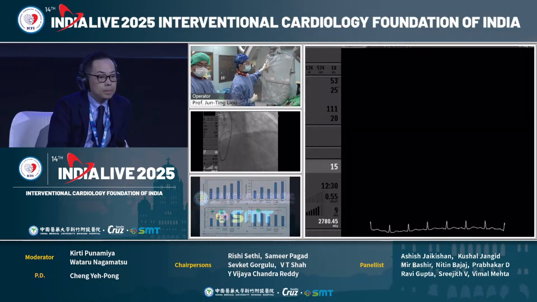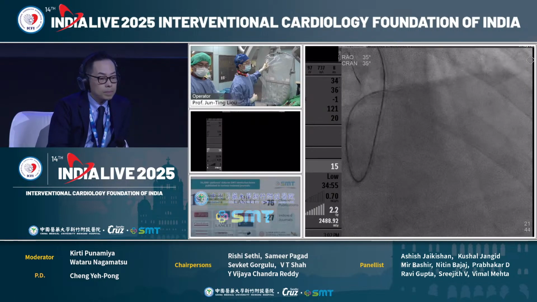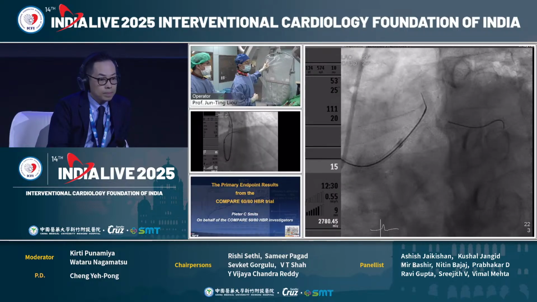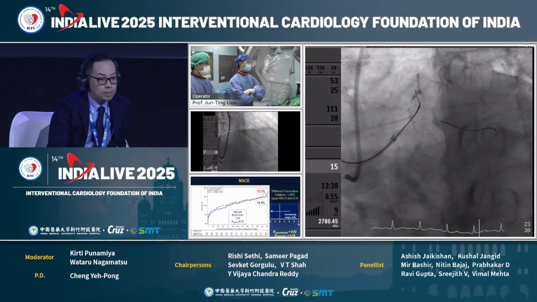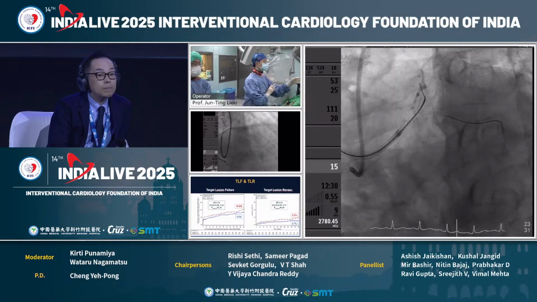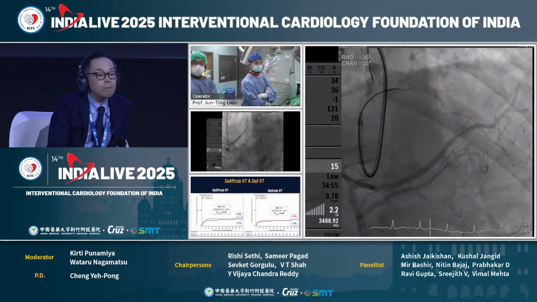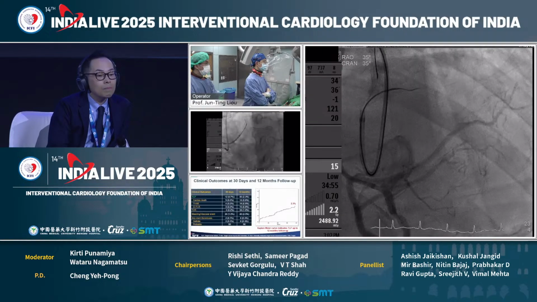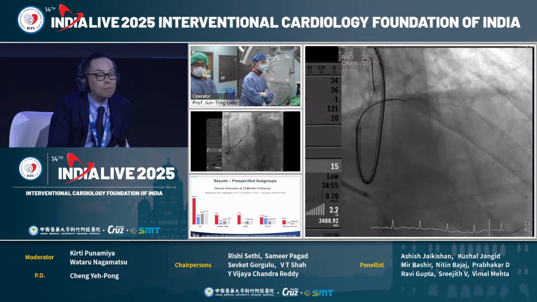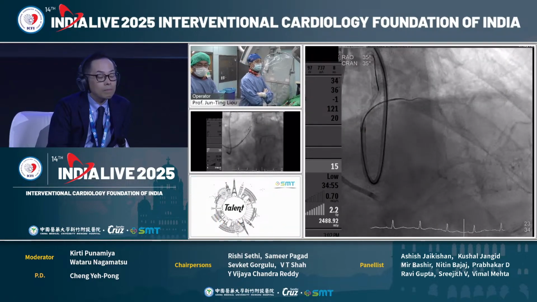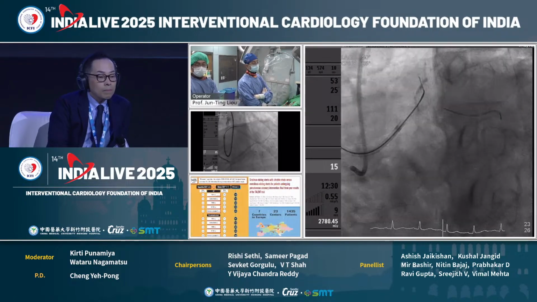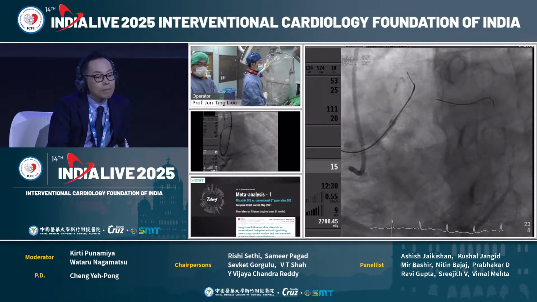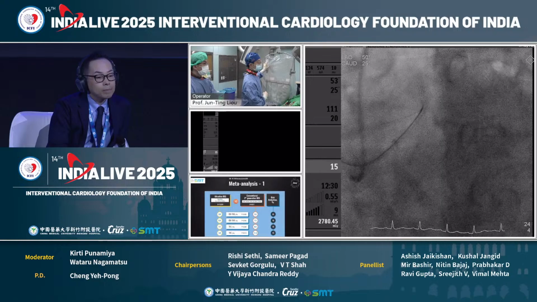And this is our first wire, using the Fielder XT-R. We go forward maybe easily, but if we show the retrograde, we can see the frontal view. Can we see the frontal view? Initially, we were happy to see this picture because we fortunately entered the true lumen. But in the lateral view, the spider view, the wire is biased to the other side. So we know this is a very tortuous CTO lesion.